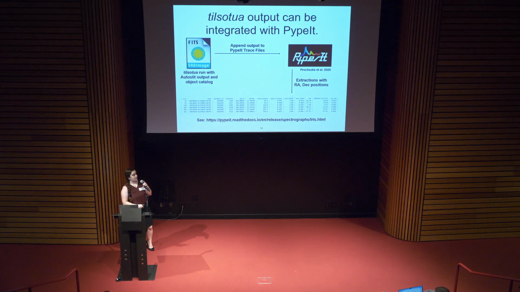So as long as you run Tilsa2a with the output from AutoSlit directly, you can't do it with the UCO-LIC files, unfortunately. But as long as you have that, you can append the FITS file output to your Pypeit trace files. And when you run Pypeit and get your extractions from that, you will have the slit mask information alongside that like you would for other spectrographs.